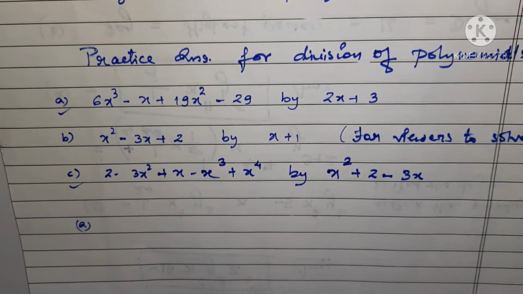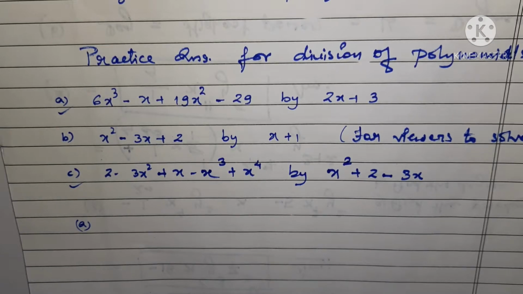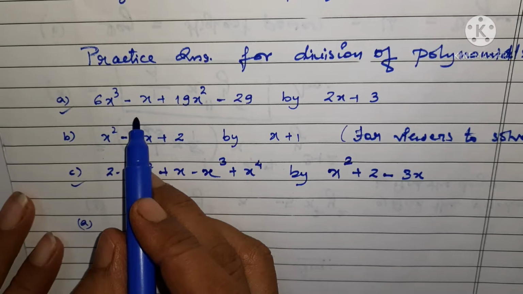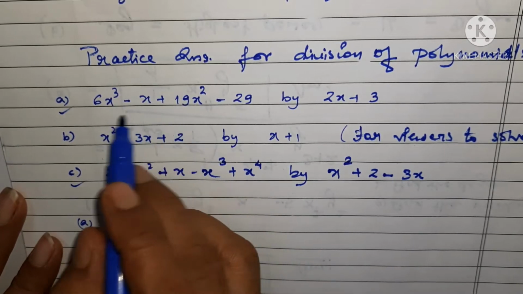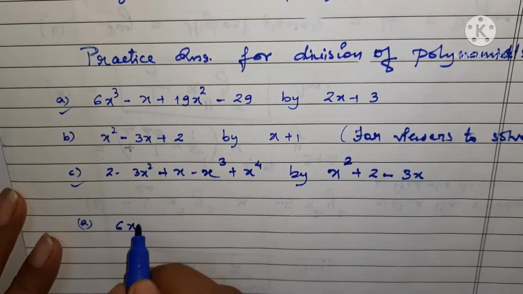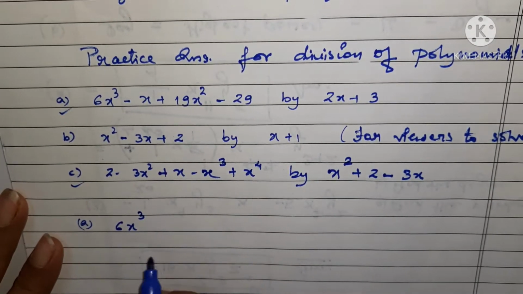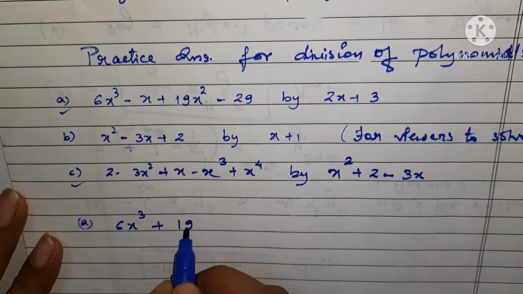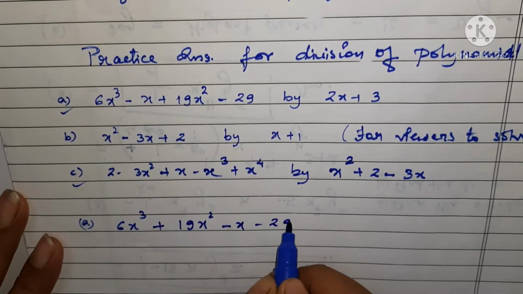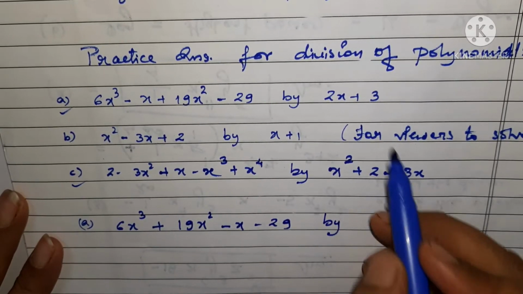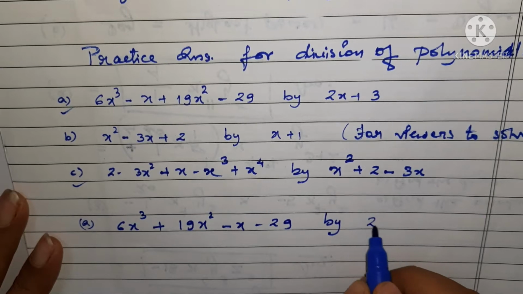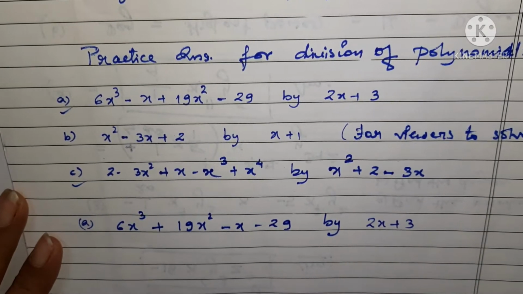What we are going to do, the very first step of division, is to write it in descending form. So according to descending order, it will be 6x cube plus 19x square minus x minus 29, which is to be divided by 2x plus 3. Here also you have to bring it in descending form, but it is already in descending order, so let us keep it as such.